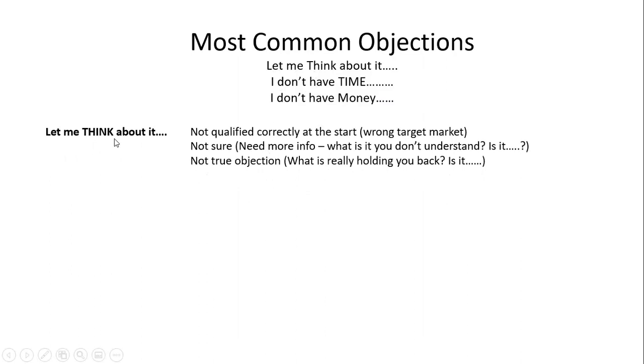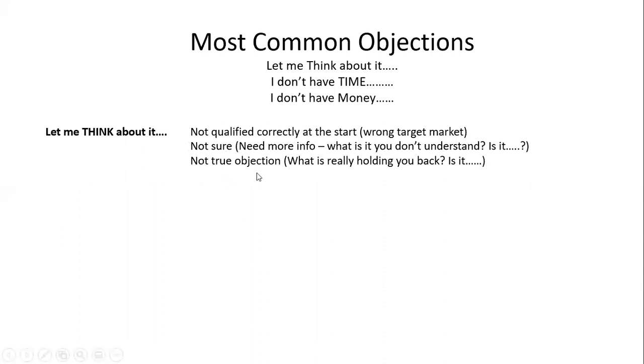If they say, let me think about it, make sure that you have qualified them correctly at the start. So you don't want to just talk to any Tom, Dick, and Harry about your business. Get the right target market, and then at least you know you qualified them correctly. But then if they still say, let me think about it, it could be because they're not sure and you did not explain it clearly and all the benefits, and now they need more information. But understand they won't get the information on their own. They need it while you are in front of them. So ask them, so what is it that you don't understand? And then you just run through all the points of your presentation.